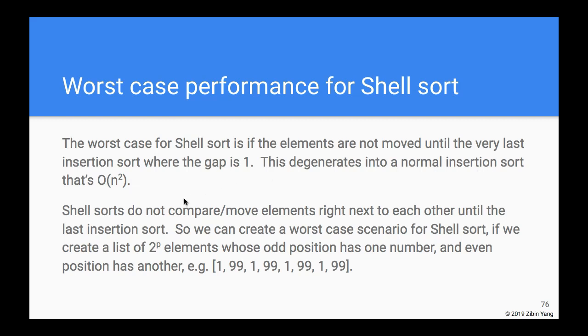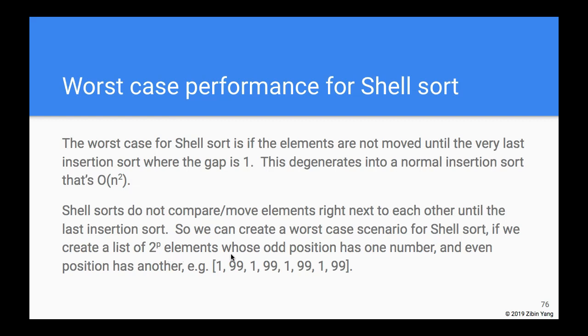Well, when you think about it, shell sort does not compare or move elements right next to each other, right? Until the last insertion sort where the gap is 1, right? So we can create a worst case scenario for shell sort if, and this we need a power of 2 number of elements in the list.